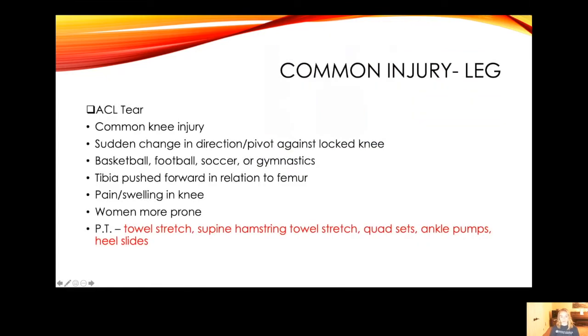The most common injury in the leg, specifically your knee, is an ACL or anterior cruciate ligament tear. This is caused by a sudden change in direction or a pivot against a locked knee, or when the tibia is pushed forward in relation to the femur. This is most commonly found in athletes in sports like football, soccer, or gymnastics. This causes pain and swelling of the knee.